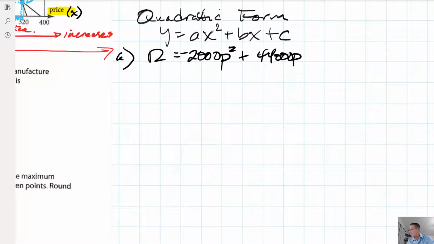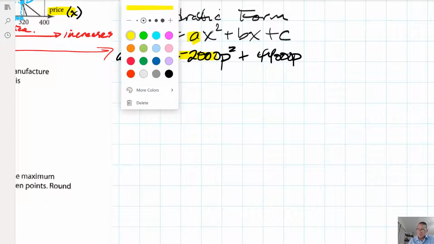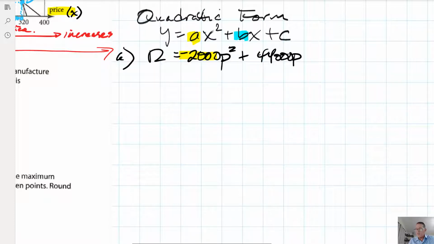Now understand something here. A happens to be negative 2,000. This is straight from Algebra 1. The linear coefficient happens to be 4,400. So I'm going to write down my values here. I know just by looking at this that A is negative 2,000, and I know that the B value, the linear coefficient, is 4,400.